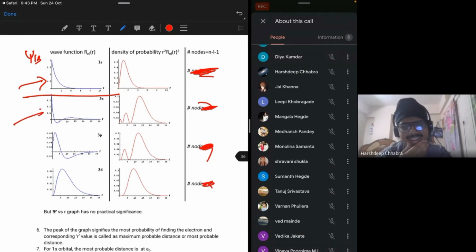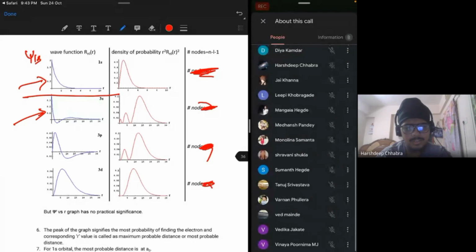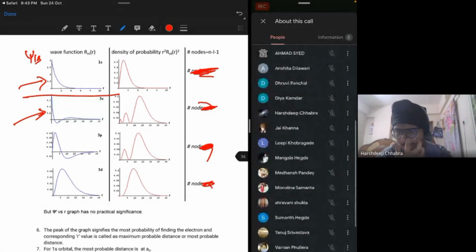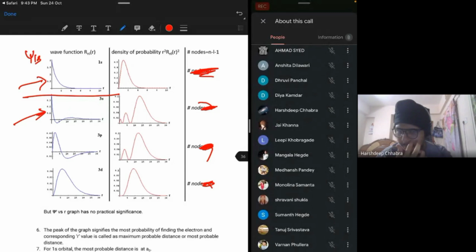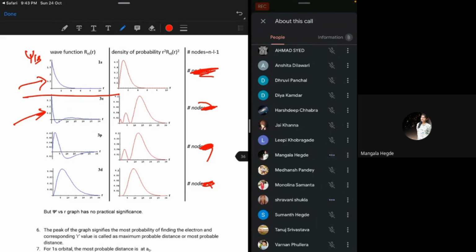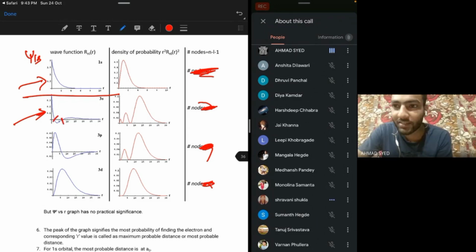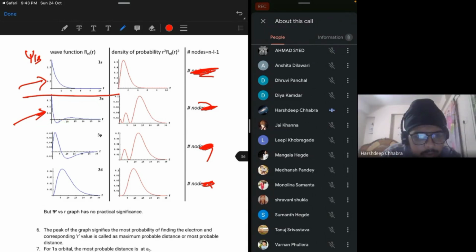Okay, in this, how many nodes? How many here? Two. What are those two nodes? You see here, right? 5, 10, 15, 20. Tell me the value. At what point do we have the nodes? One between 0 and 5, and the other between 5 and 10. So there are two nodes here.